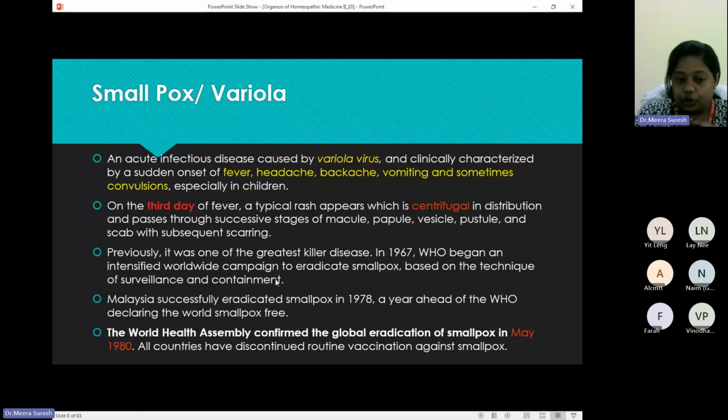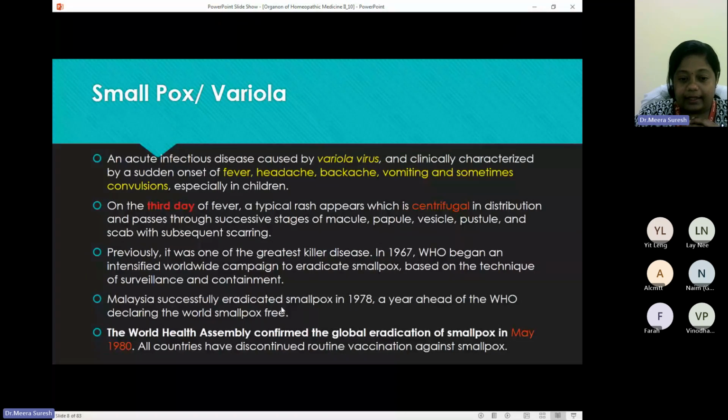In 1967, WHO began an intensified worldwide campaign to eradicate smallpox based on the technique of surveillance and containment. Even this can be asked as an MCQ: what were the techniques used by WHO to control smallpox? So it was surveillance. Surveillance means it could be active or passive also. Active, they will be getting into the community and searching out the cases. And once they find a case, isolate the person, containment. And along with that, the most important thing was vaccine.